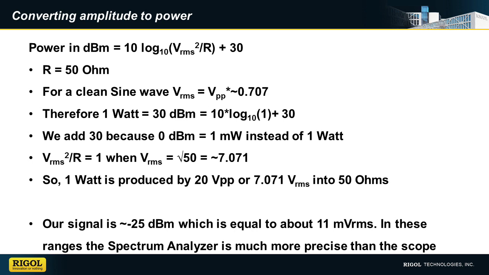dBm is always relative to a milliwatt. So 0 dBm equals a milliwatt, and it goes up logarithmically from there and down. So 30 dBm is equal to 1 watt of power. Our signal here is equal to about minus 25 dBm, or about 11 millivolts RMS. In these ranges, the spectrum analyzer is much more precise than the scope. So if we want to measure power, we should look to the spectrum analyzer for the most accurate readings.